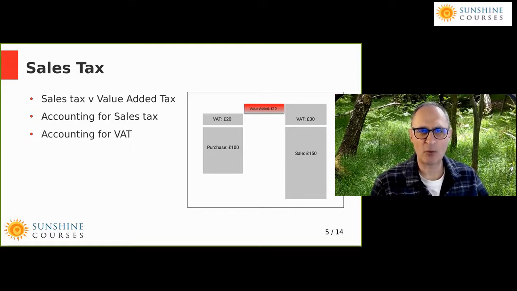And I'm going to show you how that works, because although it sounds a bit complicated, in practice the accounting systems make this very easy. So I'm going to show you what the journal is when we sell goods.